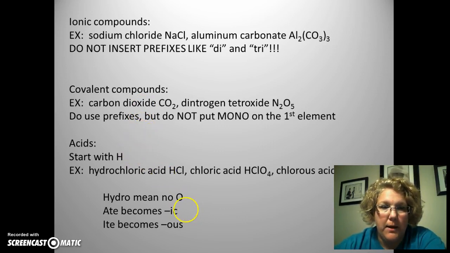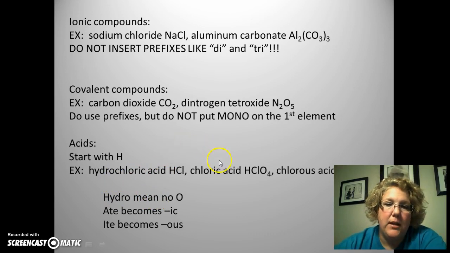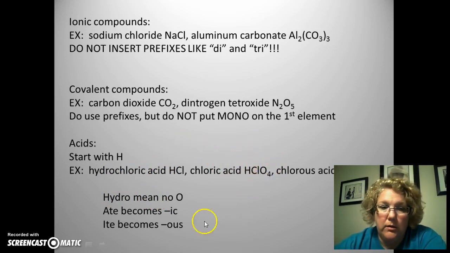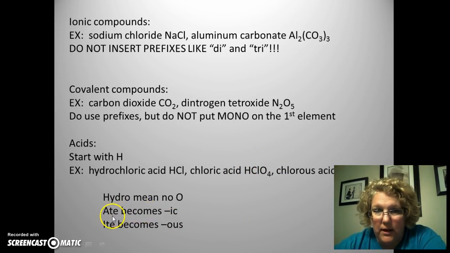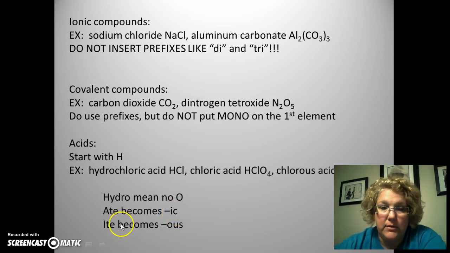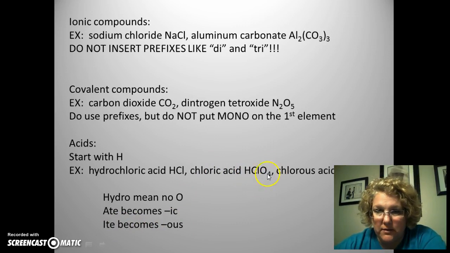All right, acids. You know it's an acid because it starts with H. If it's just H and 1 nonmetal, you do the hydro-ic business. Hydro means there's no O. So hydrochloric, hydrobromic. Now, if there's a polyatomic ion in it that has O, then you just figure out the name of the ion. If it's an -ate ion, you change the ending from -ate to -ic. If it's an -ite ion, you change the ending from -ite to -ous. So chloric, because this is chlorate, we call it chloric acid.